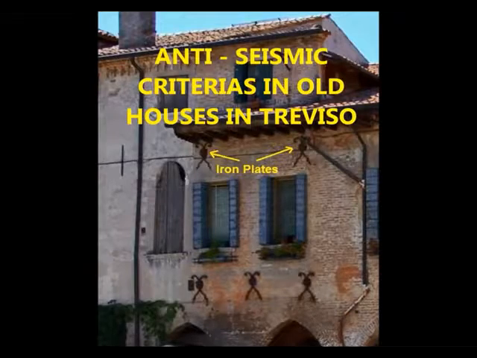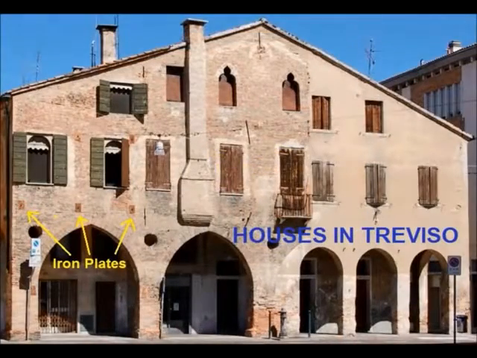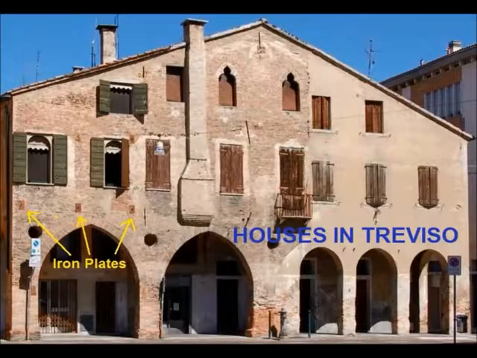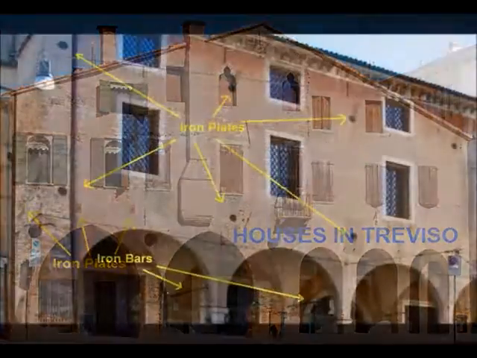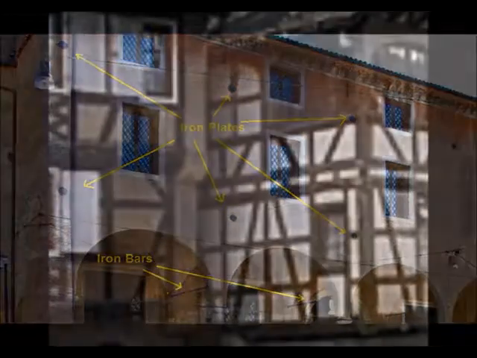It is curious to see that new buildings and very old ones are built according to the same criteria. If you have a walk along the streets in Treviso, you can see that many old houses have iron plates on the external walls. These plates are held fast by a bolt. In these houses, sometimes we can see some iron bars on the ceiling. These bars cross the rooms.